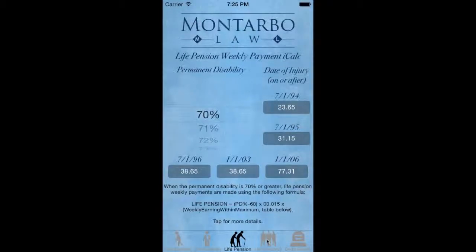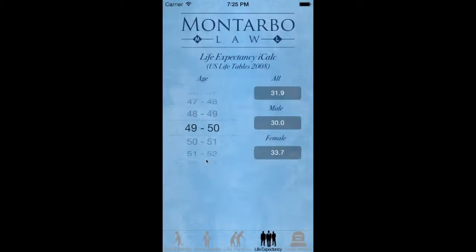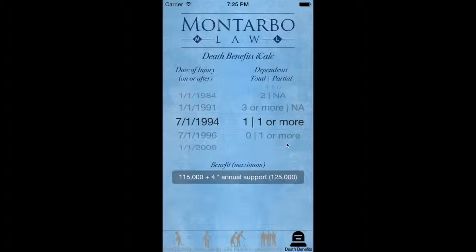Calculation of life expectancy is also part of the CompCalc. The CompCalc uses the 2008 U.S. life tables, but will be updated as more current information becomes available. Last, calculation of death benefits is also part of the CompCalc. Here, the correct death benefit is displayed using the given date of injury and the number of dependents, partial or total.